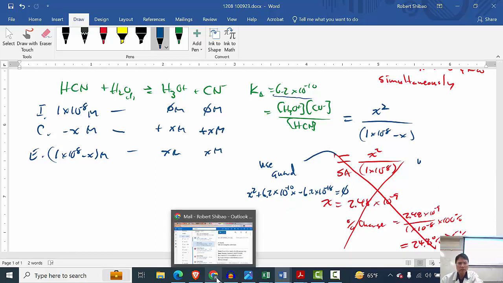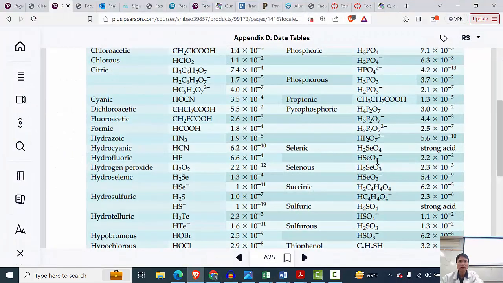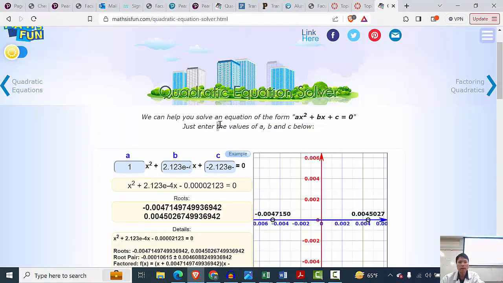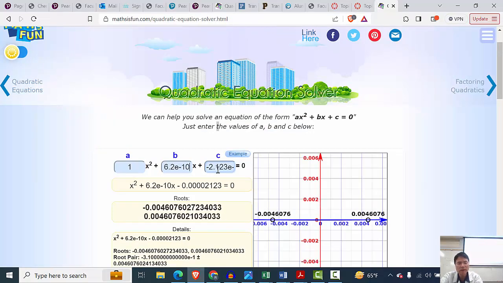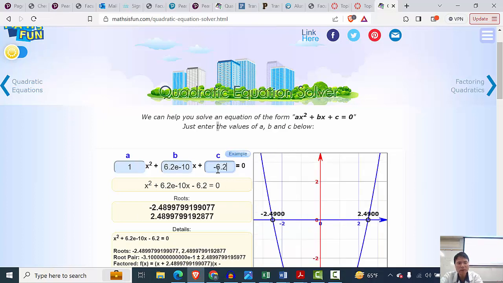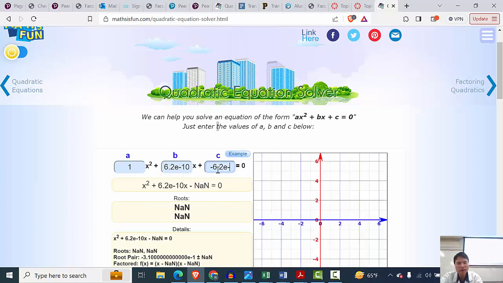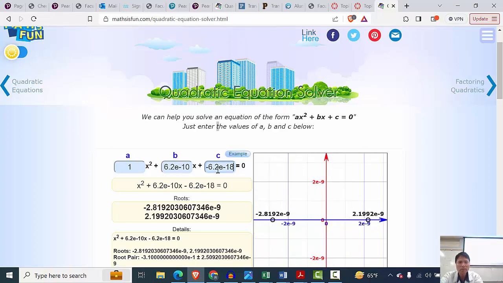10 and 18. So here I'll do 6.2 times 10 to the minus 10. Over here I'll do negative 6.2 times 10 to the negative 18. 2.1992 times 10 to the minus 9.